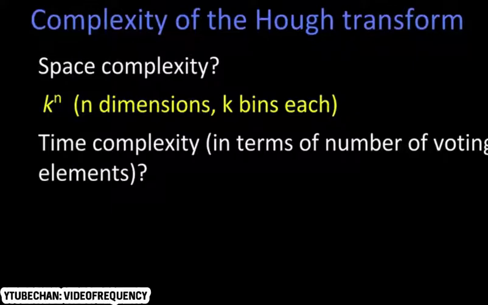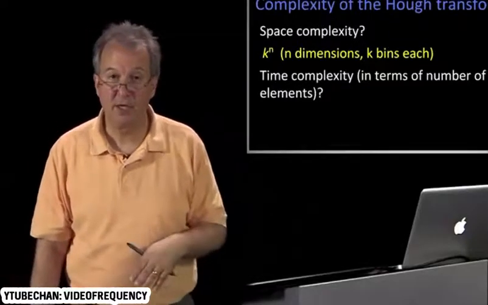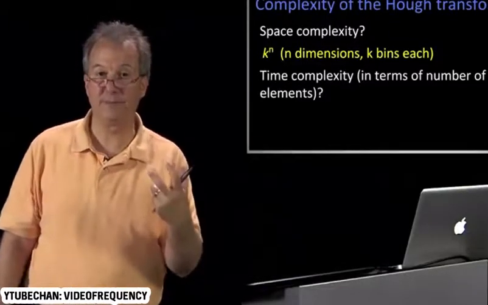You run through your edge points and they each vote. And the voting might take a little bit of time, but it's constant, all right? Compare that, let's suppose you're trying to fit a circle, okay? So a circle is defined by 3 points.